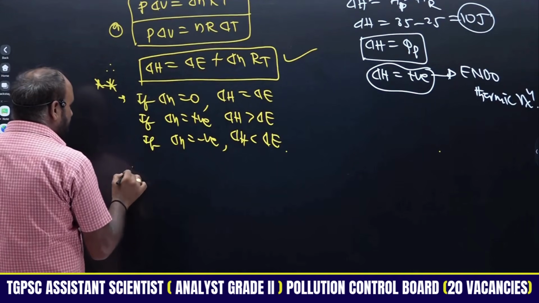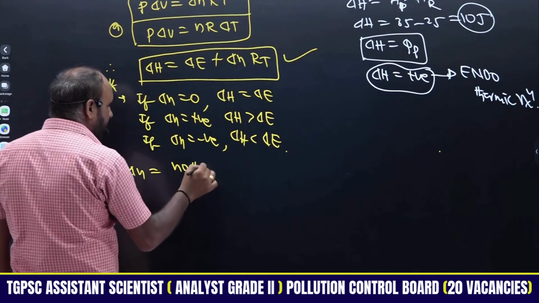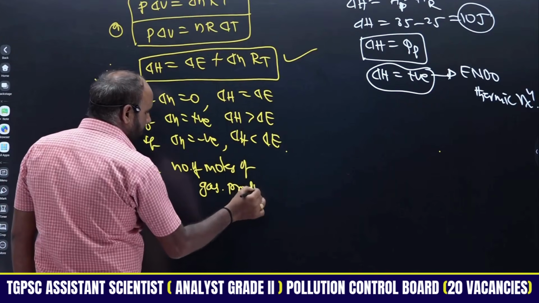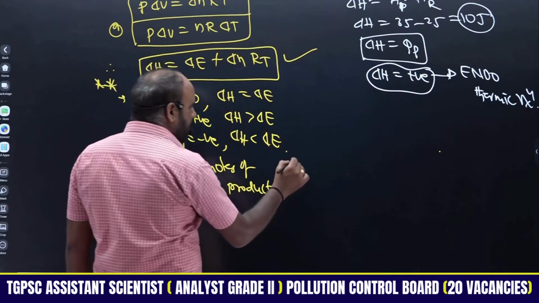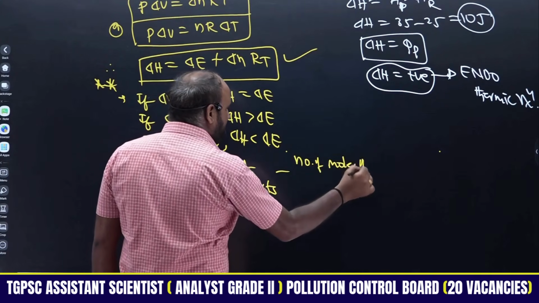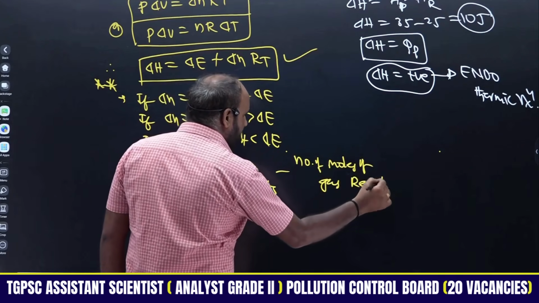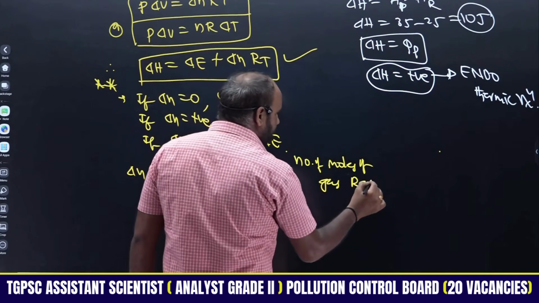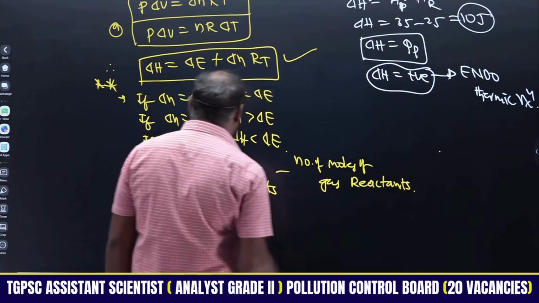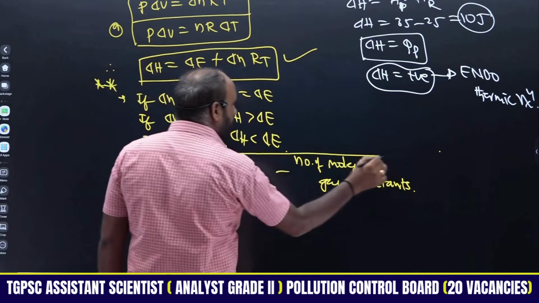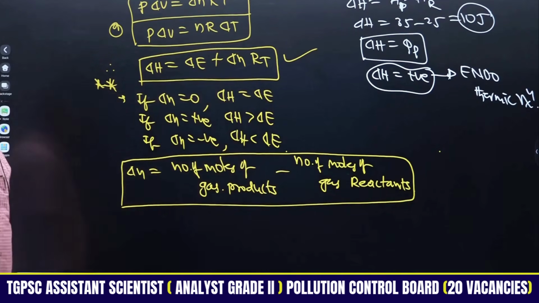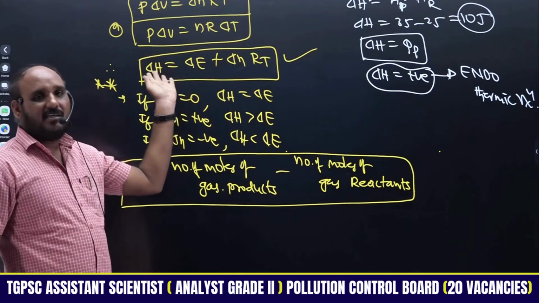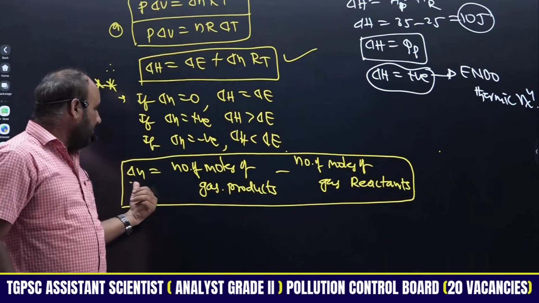So that is, delta n will be number of moles of gaseous products minus number of moles of gaseous reactants, right? So delta n is applicable for only gases. If solid is there, liquid is there, right? So what will be applicable? Only gases. Particularly the gases involved in the reaction. So therefore we can get delta n, right?